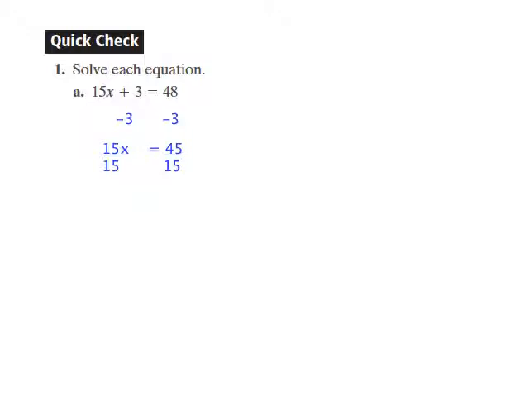15x divided by 15 is x. 45 divided by 15 is 3. So x equals 3. We can plug that back into the equation to see if it works. 15 times 3 is 45. 45 plus 3 equals 48. So we know that 3 is the correct answer to this equation.